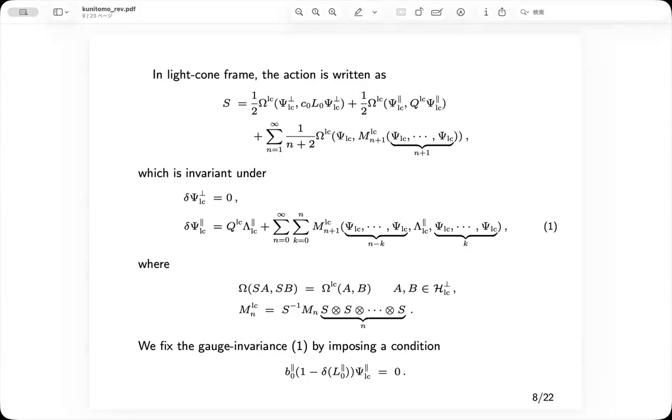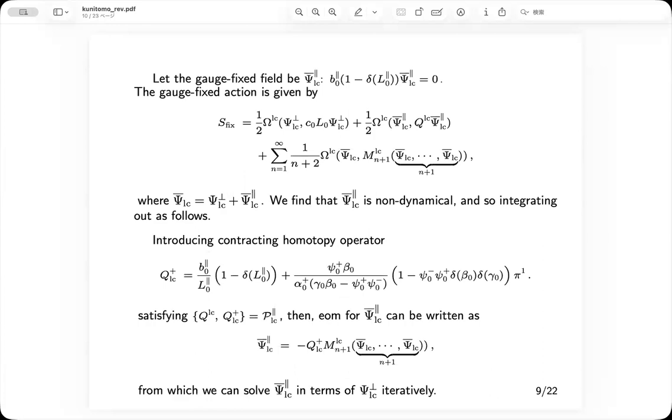Next we fix this gauge invariance on the longitudinal component. Here we fix the gauge invariance by imposing this condition. It is an analog of the Siegel gauge. So let the gauge-fixed field's longitudinal part satisfy this gauge condition. Using this gauge-fixed field, the gauge-fixed action is further written in this form. The string field has a physical component and the gauge-fixed longitudinal component. And here we can see the longitudinal kinetic term from this kinetic term of the longitudinal component.